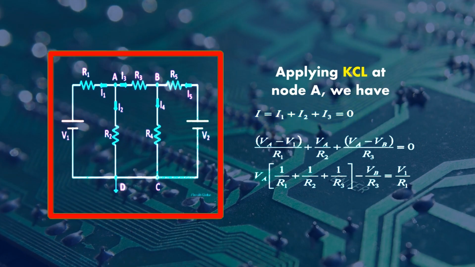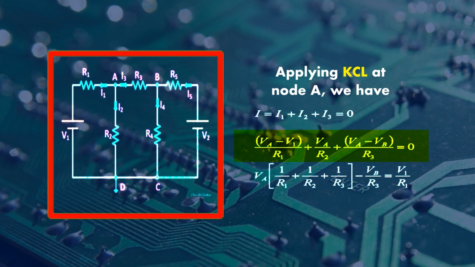Now you have to find out what the current I1 is. Because current I1 is flowing from terminal A to terminal D, it is assumed that the potential of node A is higher with respect to the potential at D. So at terminal D, the potential is what? V1. So what will be the value of current I1? I1 can be written as VA minus V1 upon R1. And what is the value of current I2? I2 is equal to VA upon R2.